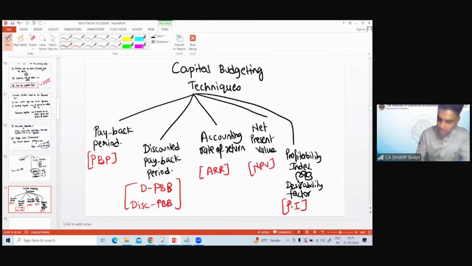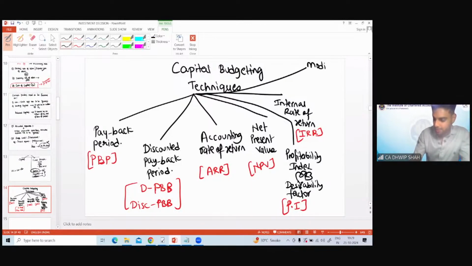1, 2, 3, 4, 5. Sixth technique is IRR. Internal rate of return, and it is denoted by IRR. And last but not the least is modified internal rate of return. It is an advanced version of internal rate of return, because there are some deficiencies in the IRR method which are solved by modified internal rate of return. And it is denoted by MIRR.